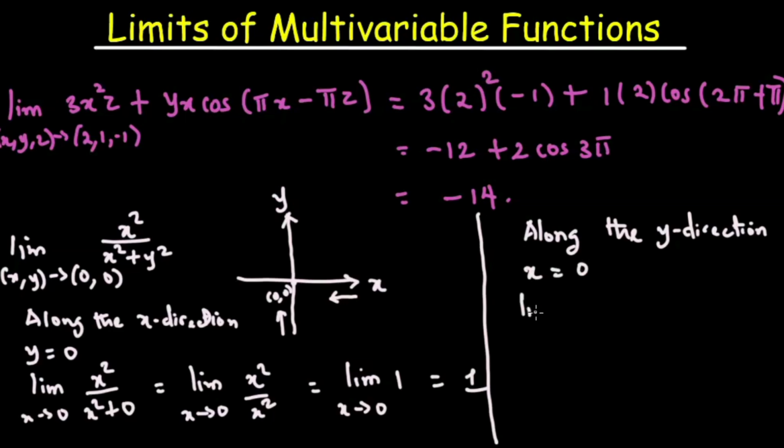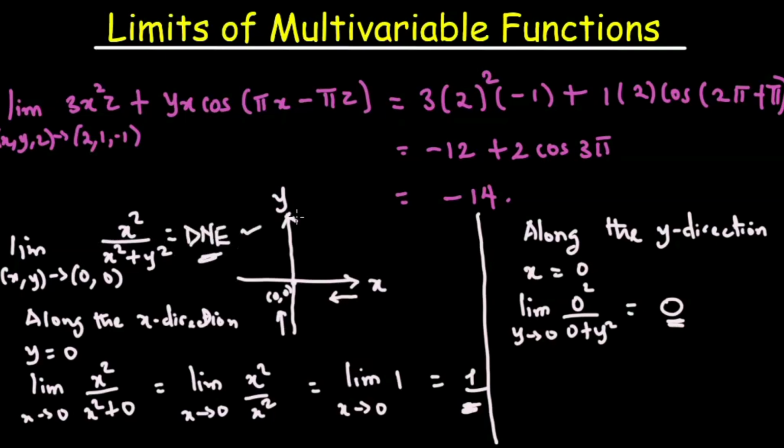So we're going to take the limit as y tends to 0, x squared over, x is 0. So we have 0, 0, right? Replacing x with 0, 0 squared over 0 plus y squared. So this will give us 0, right? Because this value is not the same as this value, that means that this limit does not exist. This limit does not exist.